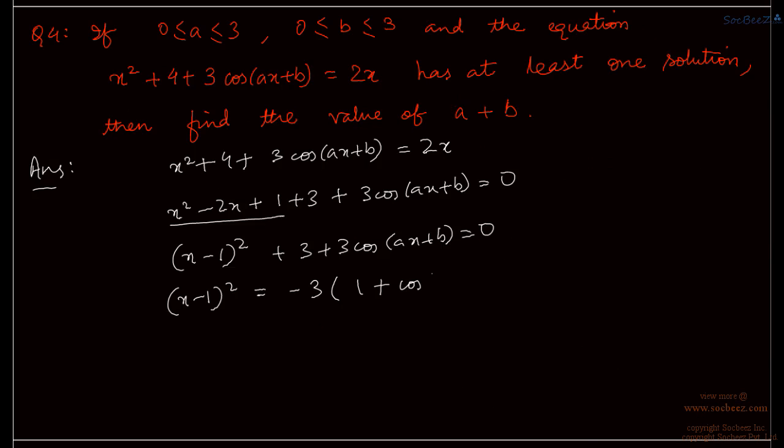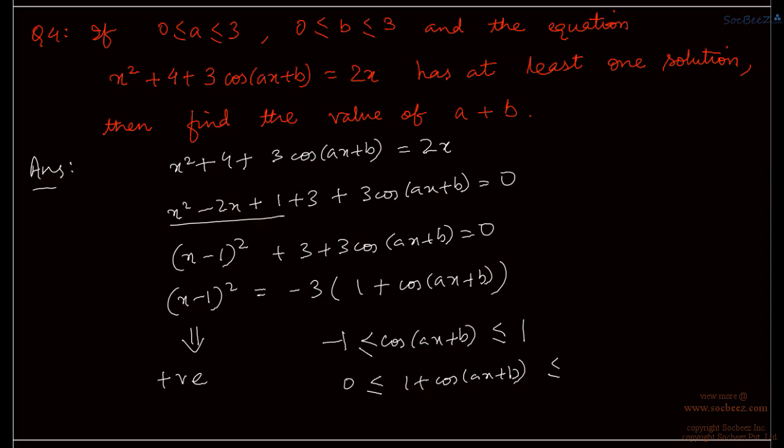So x minus 1 whole squared is equal to minus 3 times 1 plus cos of ax plus b. Now we know that this left hand side is always positive, whereas on this side, cos of ax plus b lies between 1 and minus 1. In other words, adding 1 to all the sides, 1 plus cos of ax plus b lies between 0 and 2. But minus 3 into that would change the signs.